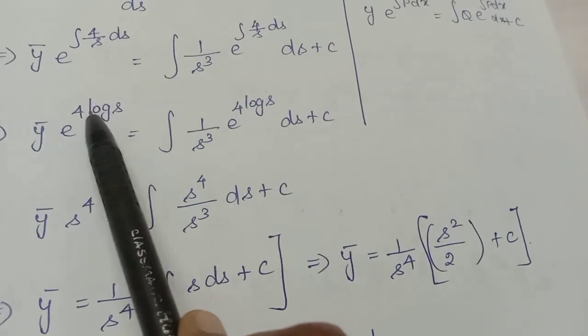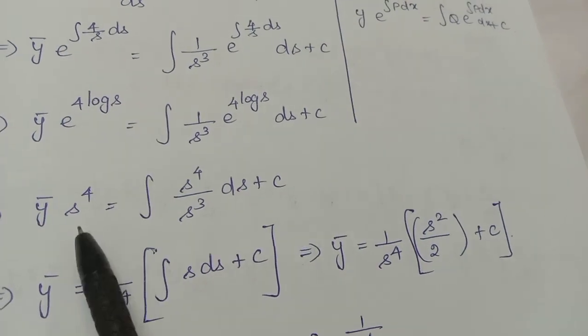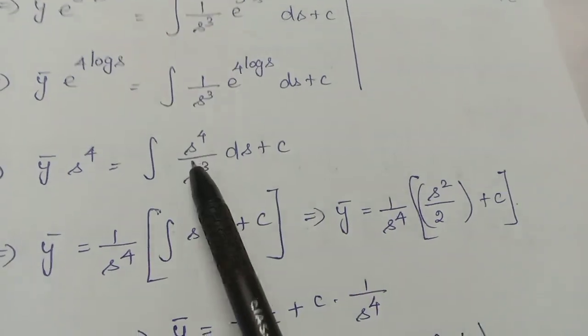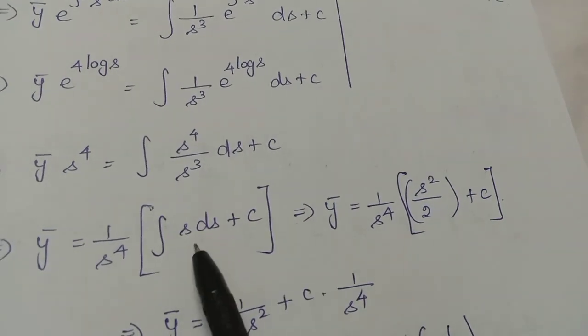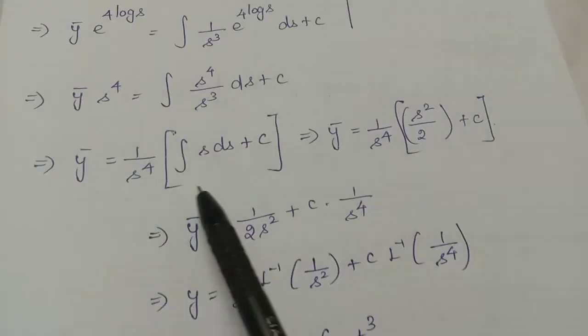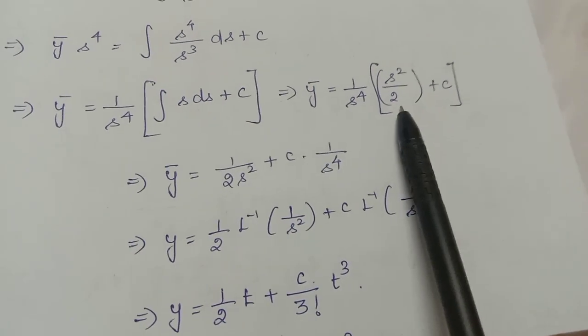Now 4 log s can be written as log s power 4. E power log s what? Simply s power 4. So y bar into s power 4 equal to integral s power 4 by s cube into ds plus c. So it is simply what? Integral s ds. Now bring this s power 4 to this side. So 1 by s power 4 into integral s ds plus c. What is integral s ds? S square by 2 plus c.